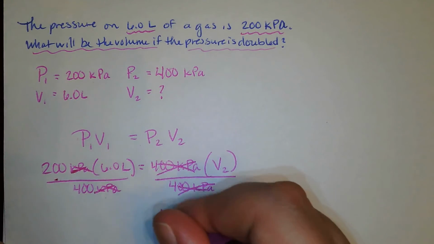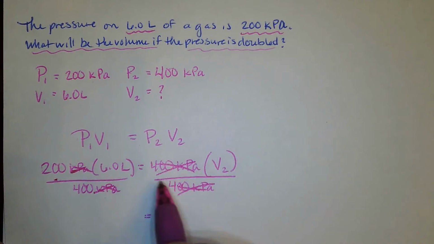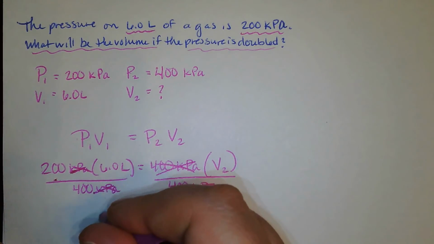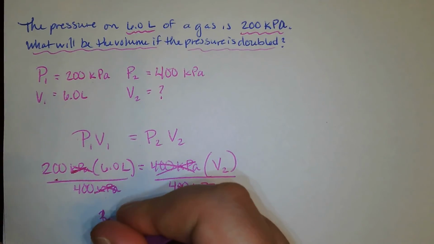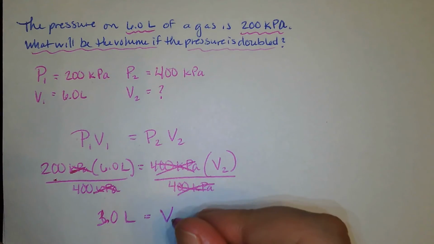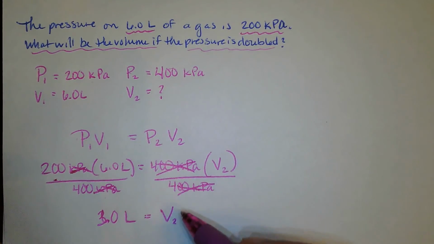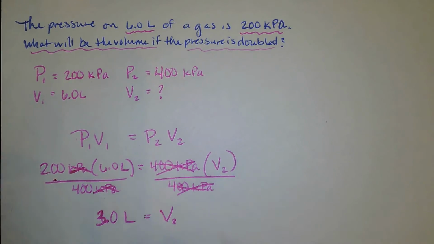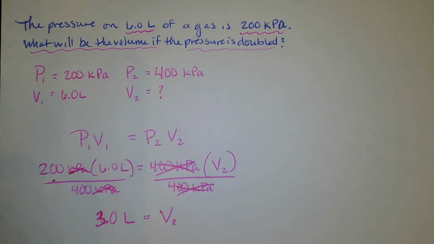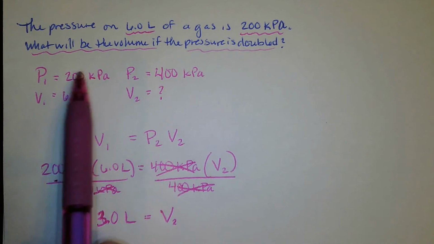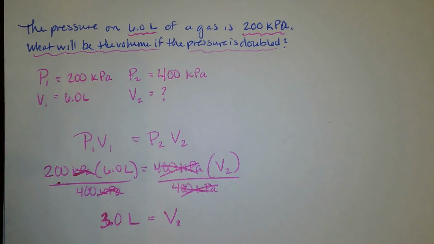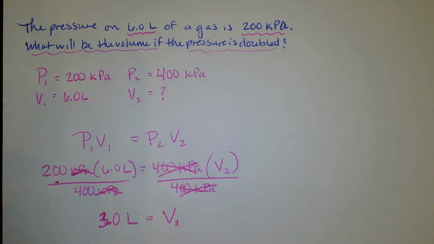And the volume goes from 6.0 liters, and once the pressure is doubled, the volume gets cut in half to 3.0 liters, and that's V2. Sorry, that's not the best 3, but you get the point. And that makes sense. That's what I told you the other day. The pressure and volume are inverse. So look, if the pressure got doubled, the volume has to get cut in half. We probably could have figured that one out without doing the math, but that's okay.